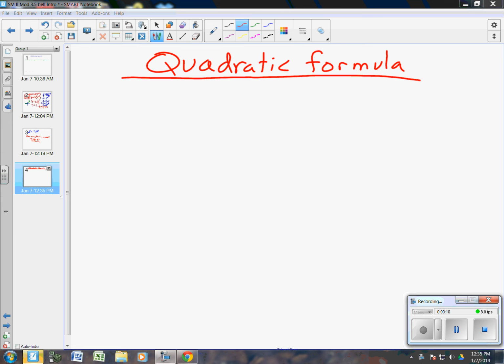Now, since we were talking about quadratic equations before Christmas, and most of you guys probably forgot, I can help you out with it later, but not right now. Okay, most of you guys forgot, this is a quadratic equation.